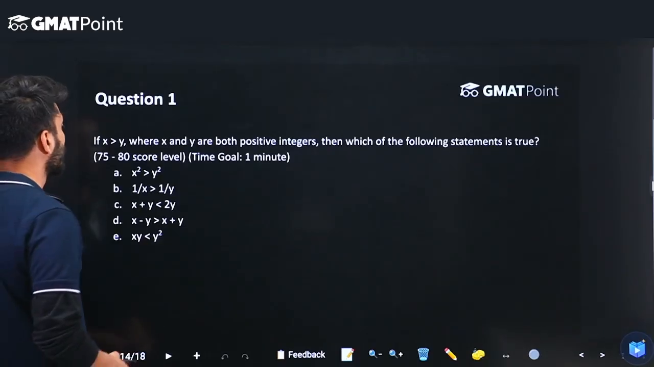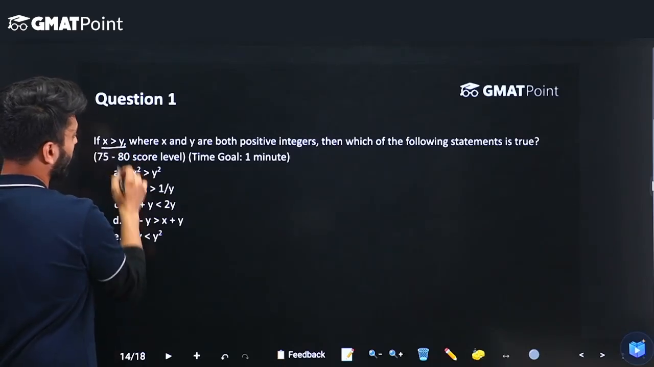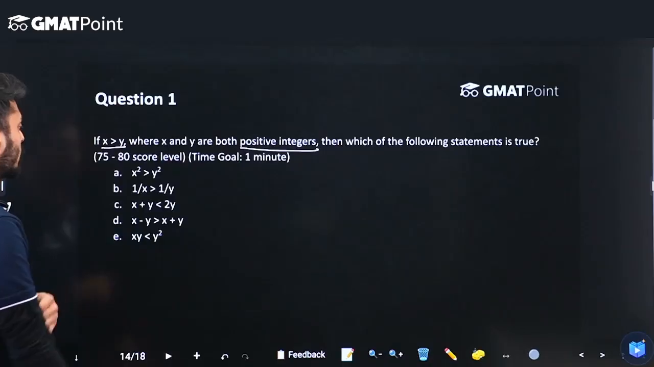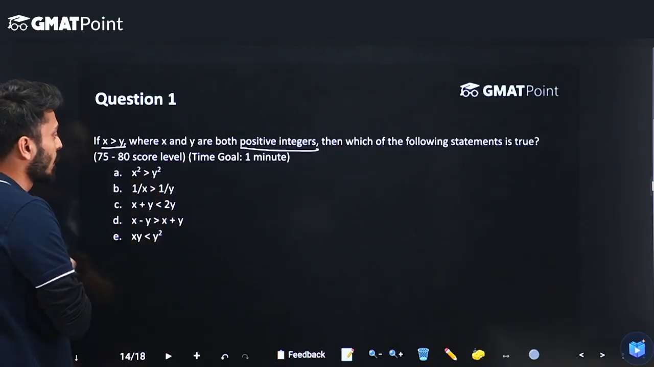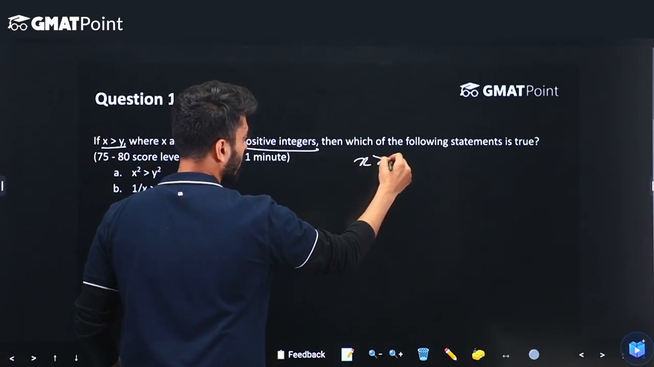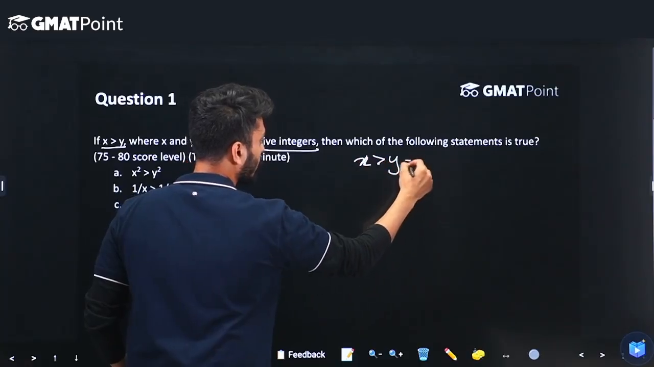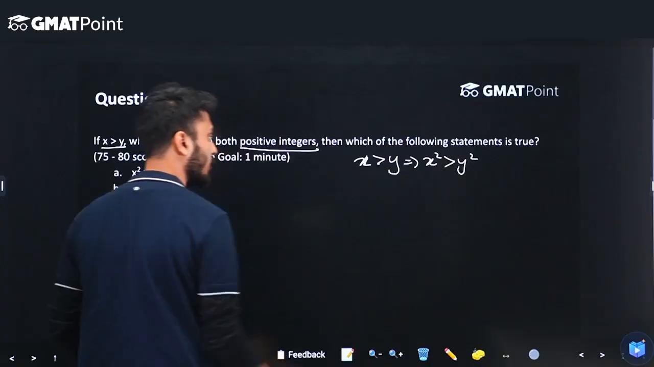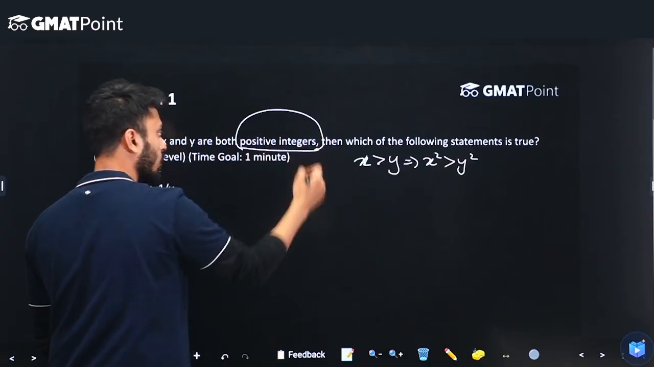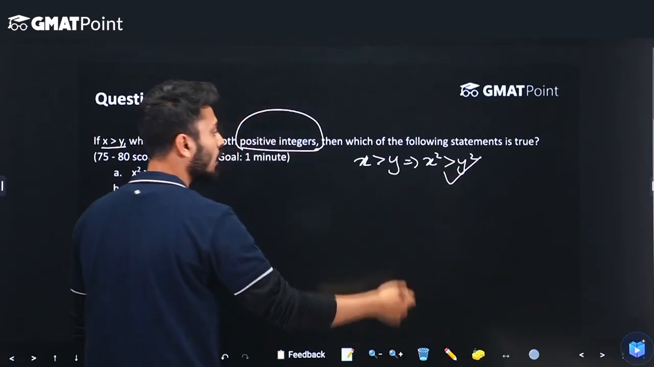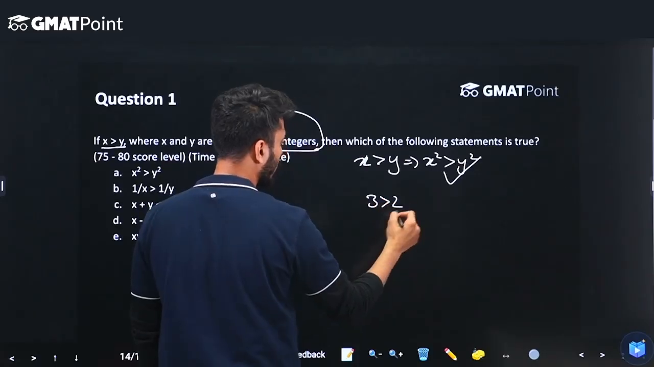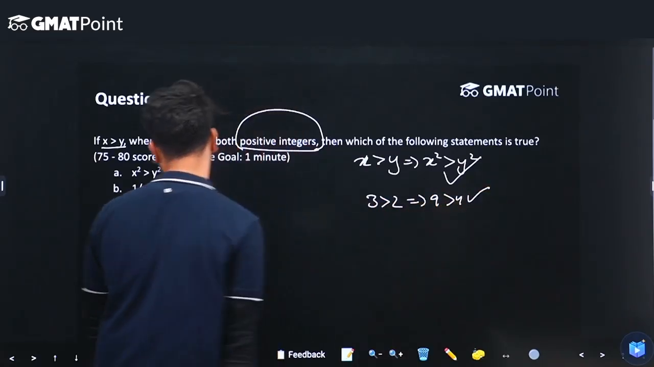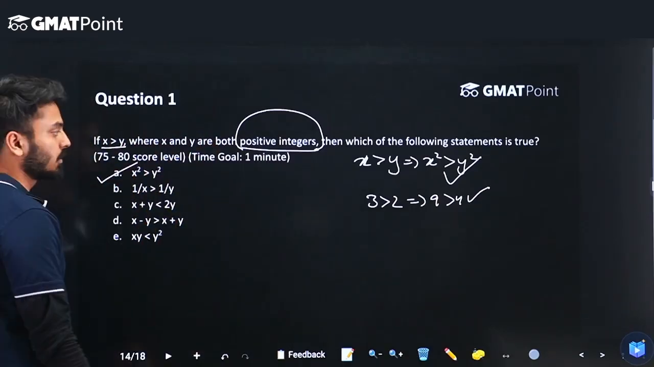Let's get started. So the question says, if x is greater than y, where x and y are both positive integers, then which of the following statements is true? X squared greater than y squared. Now we have x greater than y, and normally we would not be able to do x squared greater than y squared unless we knew that both of them were positive. But here I know that both of them are positive, so this is completely valid. We'll see through an example. 3 greater than 2, 3 and 2 are both positive integers, implies 9 is greater than 4, still valid. So option A is the correct answer.